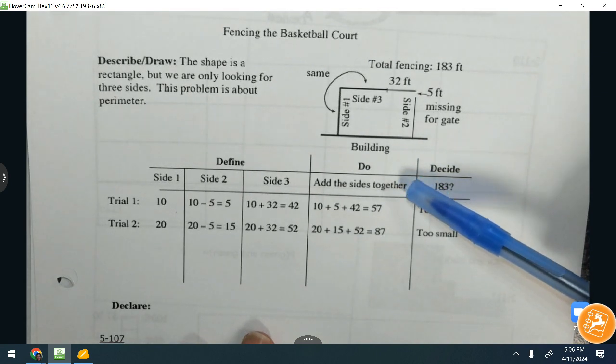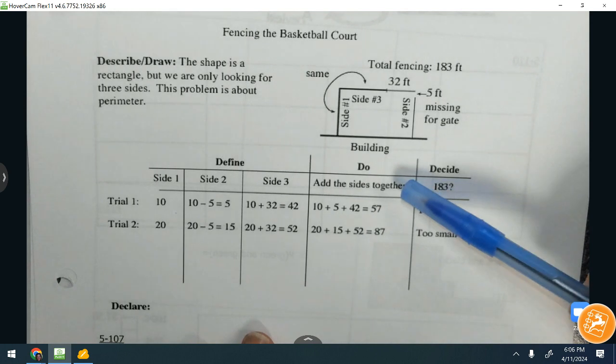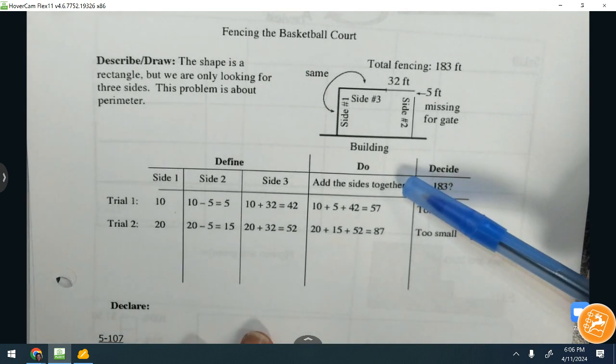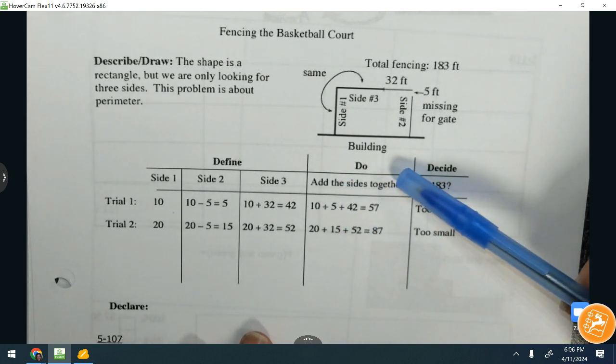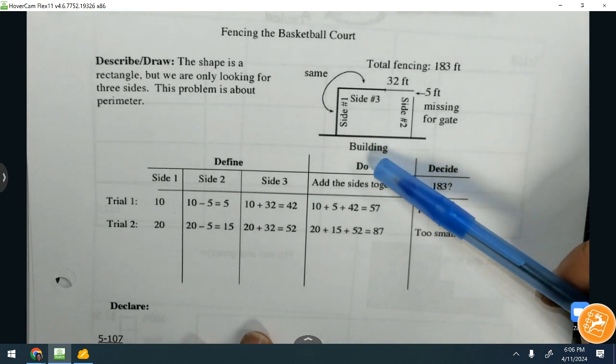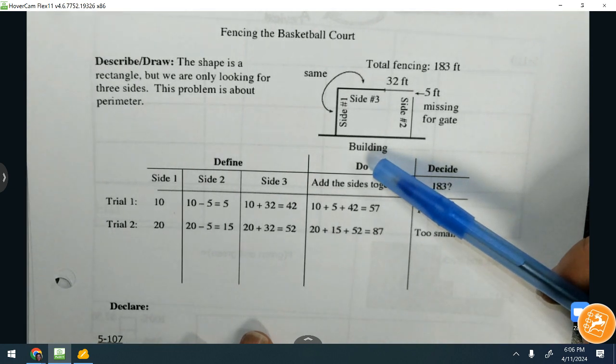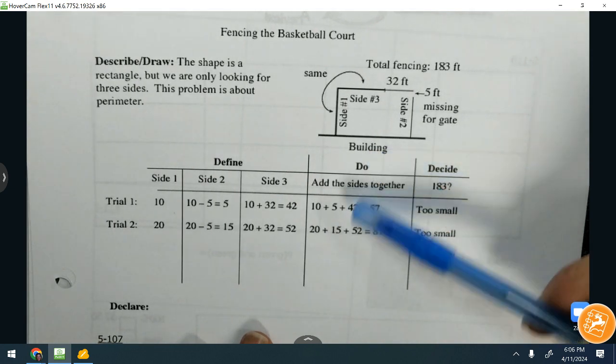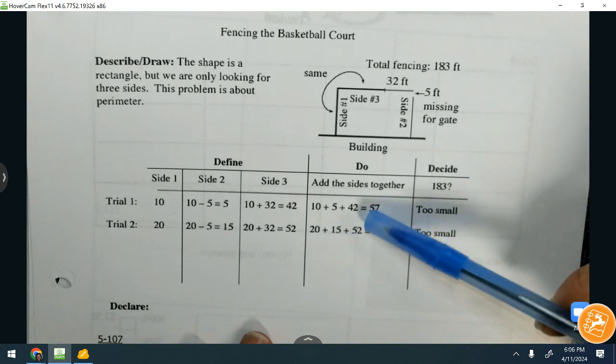Now, I'll be honest, usually when I do my 5D process, I forget to write this part here that tells me what's happening. But I always think of do as my verb. Am I adding? Am I subtracting? Am I multiplying? Am I dividing to get the answer? That's what goes in the do part of it.